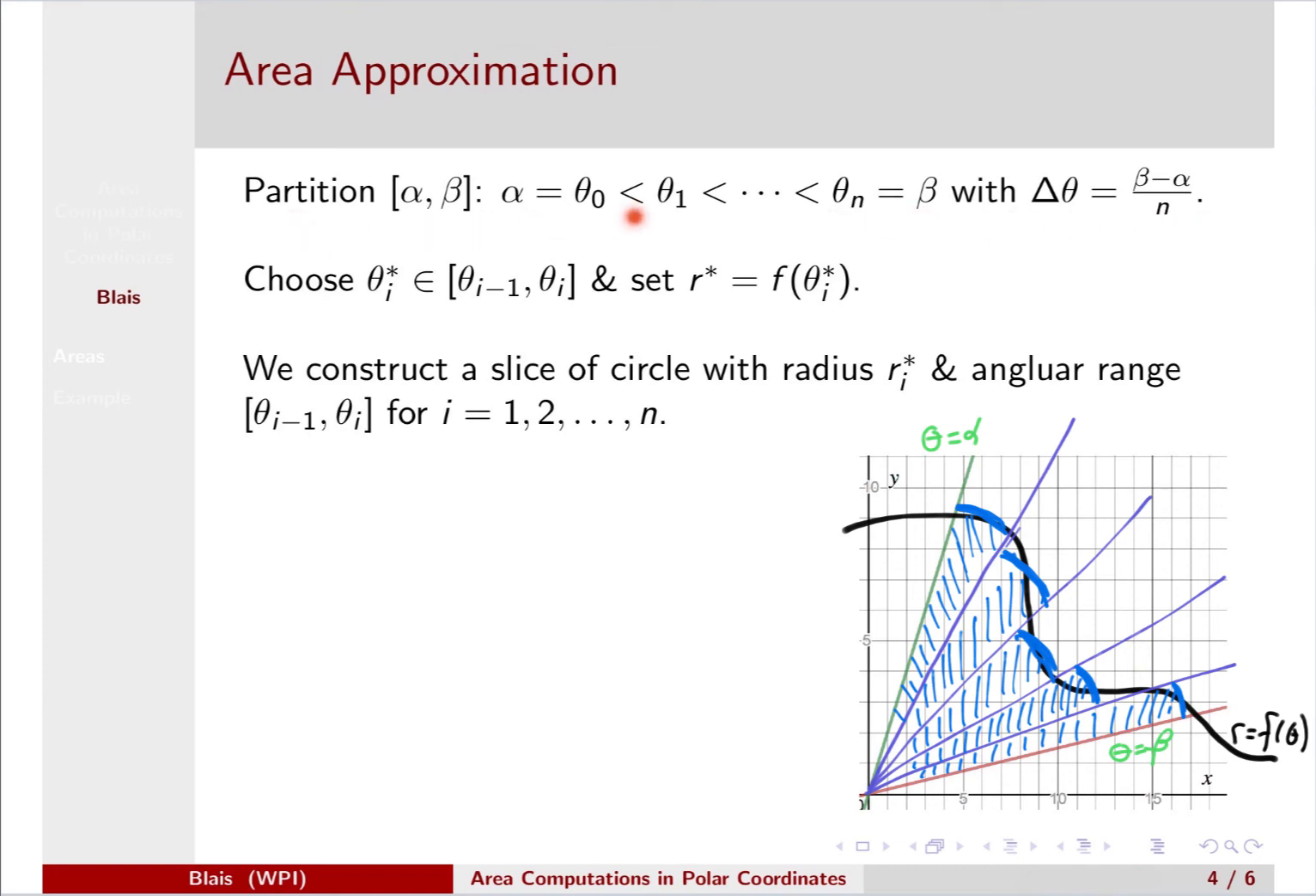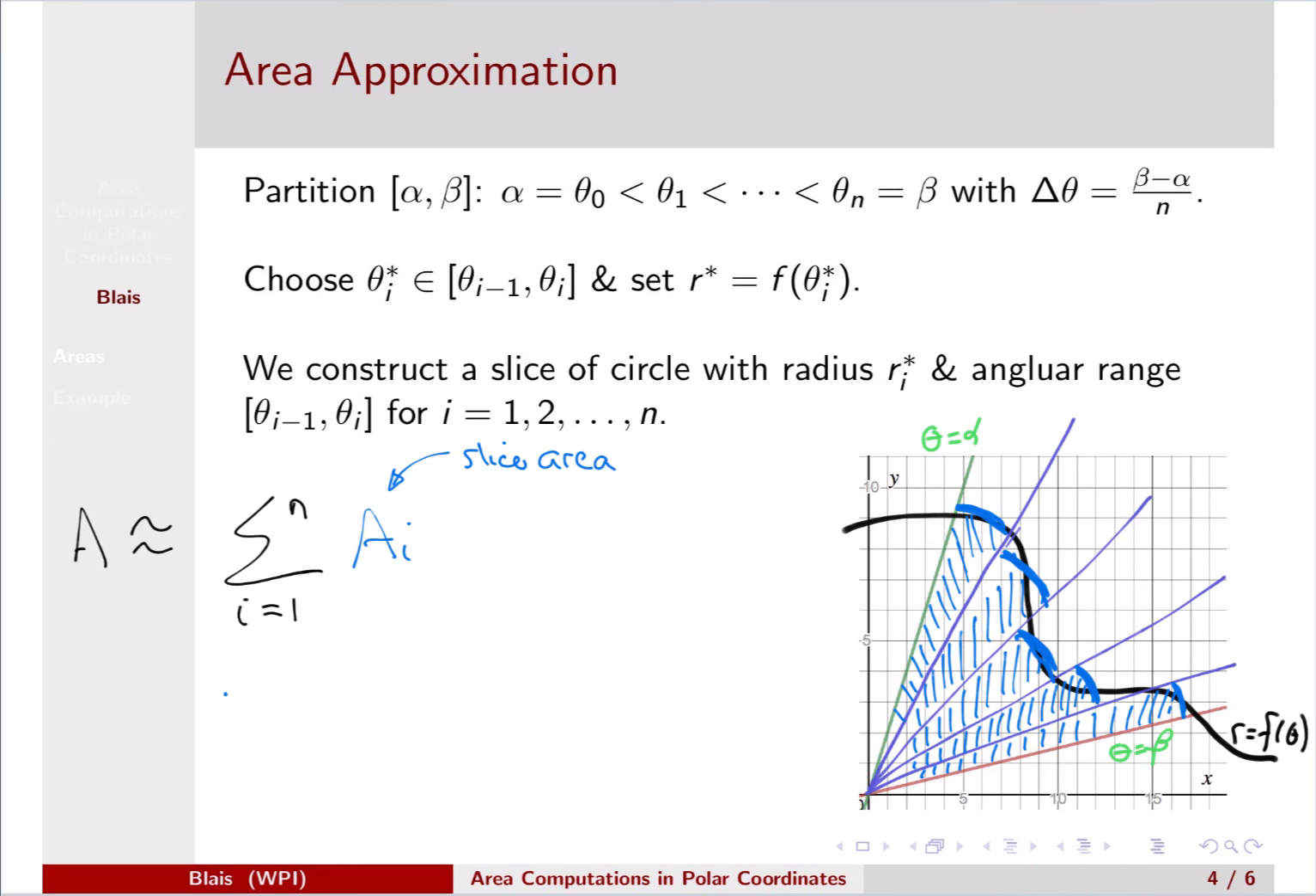So we have our partition for the range for the angles. We choose a representative angle in each subinterval, just like we did on the previous slide, and use that representative angle to get the radius for our slice of a circle. And then we construct all of these, and the area we seek can be approximated by the sum, i going from 1 to n, of these A_i's. And again, each A_i is the area of a slice.